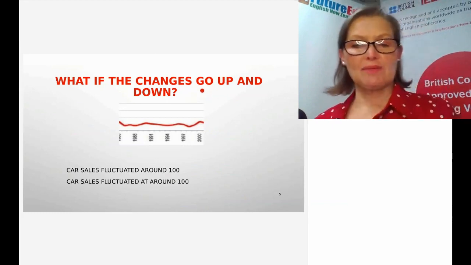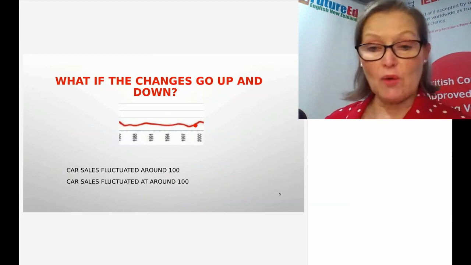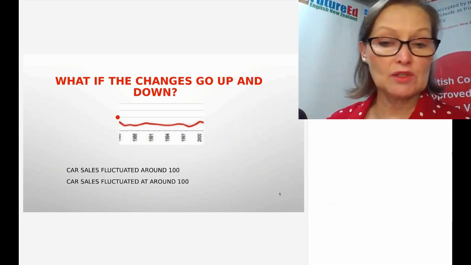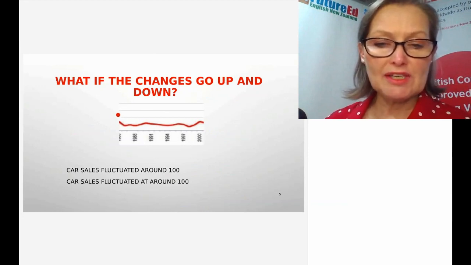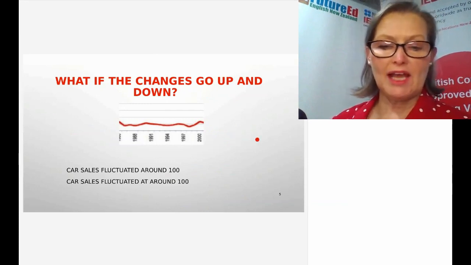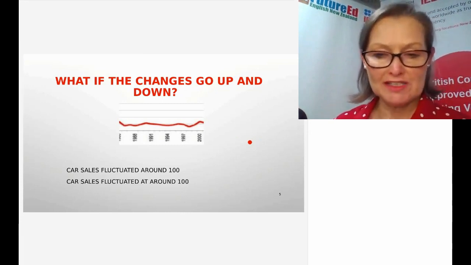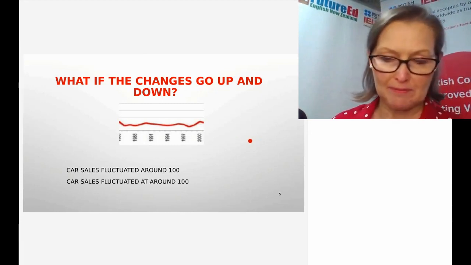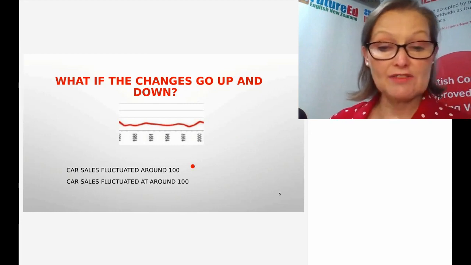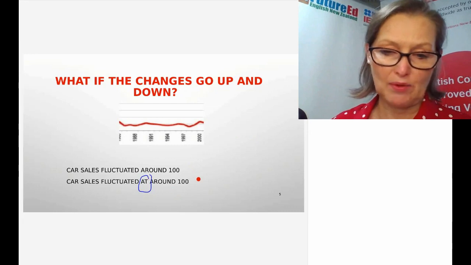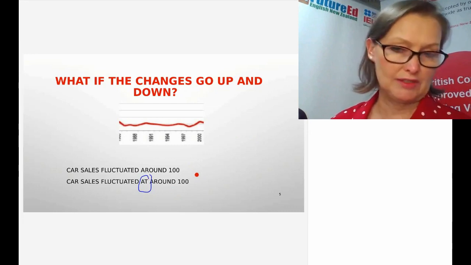What if my changes vary? What if my changes go up and down a little bit like this graph? And then there are many ways in which it could do that. But as you can see, my graph is largely horizontal with a few fluctuations up and down. And so that's the verb that I could use. Car sales fluctuated around 100. Or we could say car sales fluctuated at around 100. That at always indicates the point of around 100.